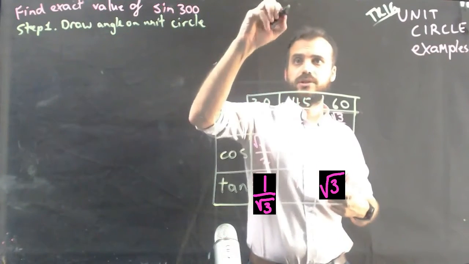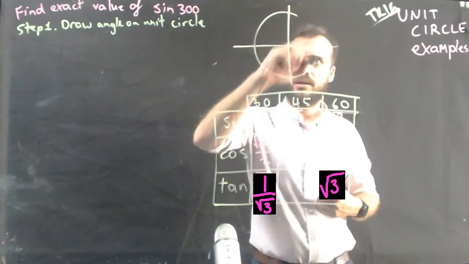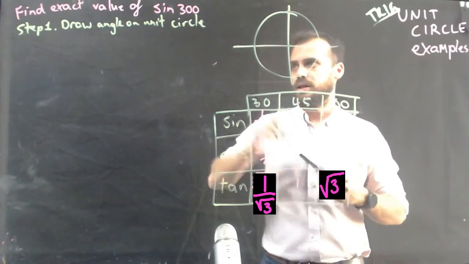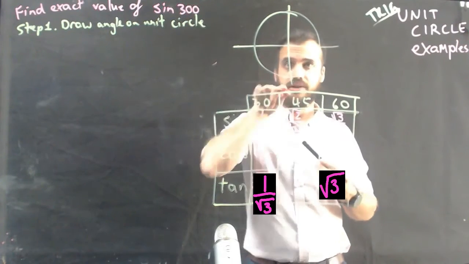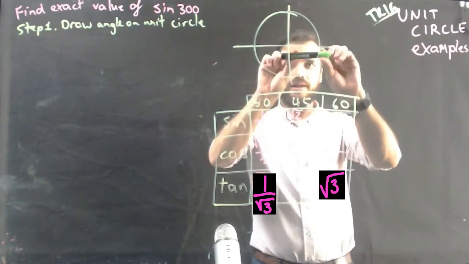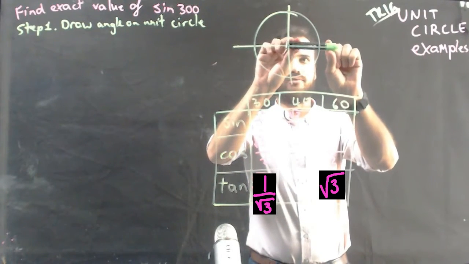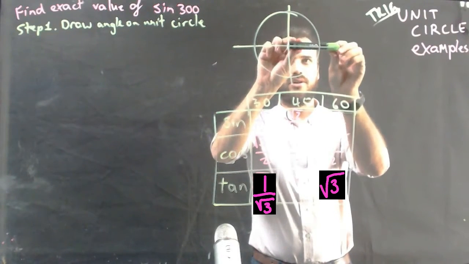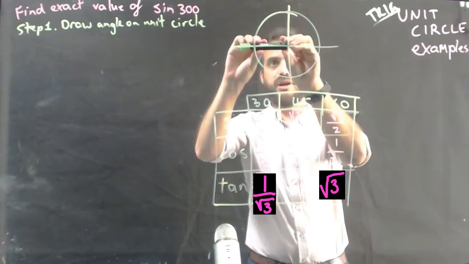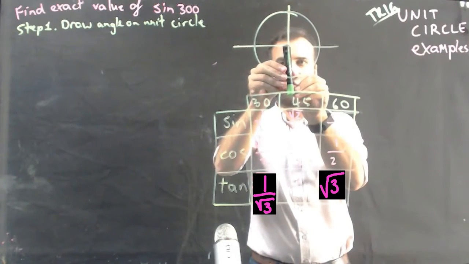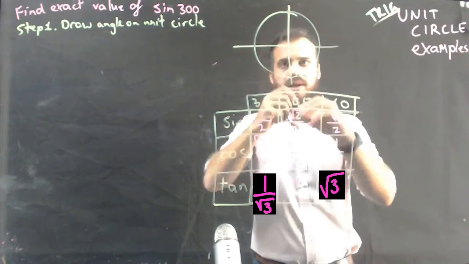So, you always do the same thing. Bam, bam, here's my circle. Now, to draw the angle 300 on this unit circle, I start here and I start rotating anti-clockwise. 90, 180, 270, plus another 30 makes 300.